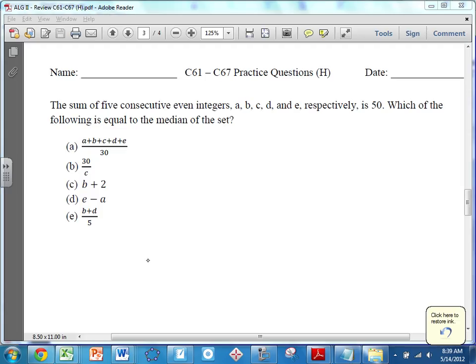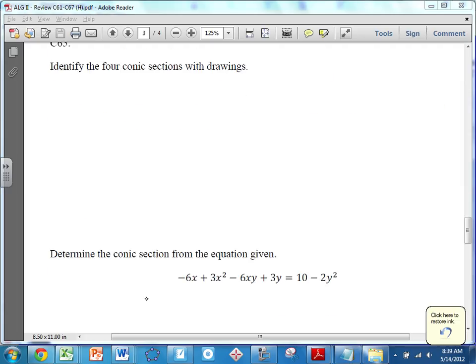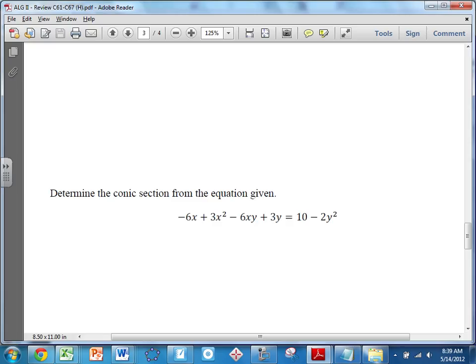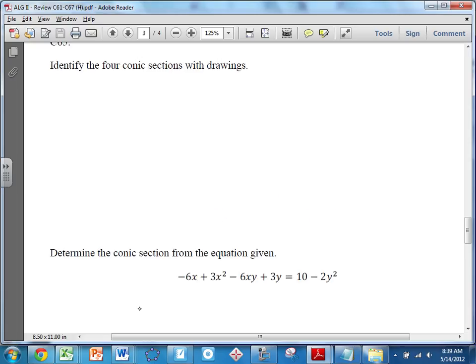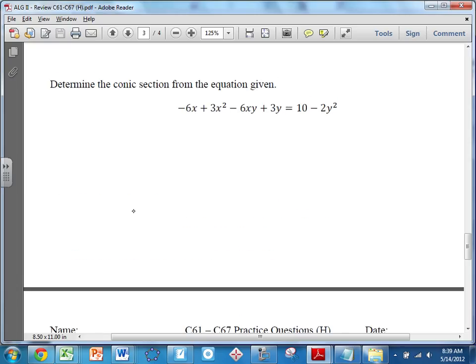I'm going to leave you the next one to do. It's going to take some thought. Let's jump to 65, and we're not going to do identify the 4 sections. You can do that on your own. Let's go to determine this one here.